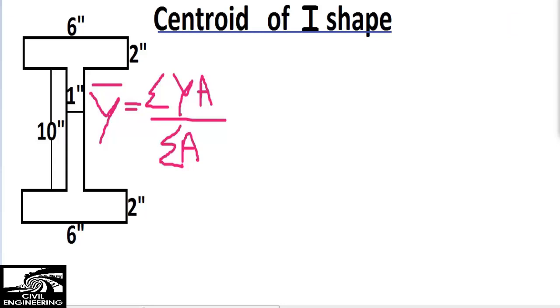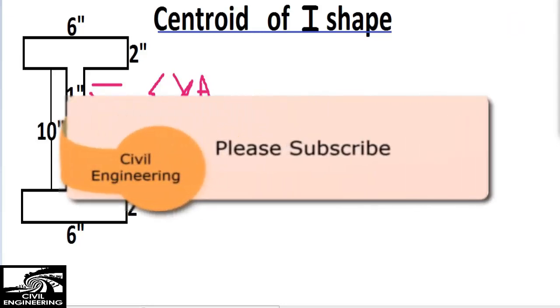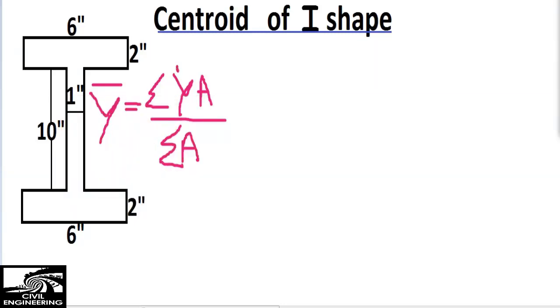In which we can see that the y represents the individual centroid of this rectangle. This is the centroid from the base. This is the reference line. We assume that this is the reference line, 0 inches, right? So the centroid of this rectangle will be 1 inch from the bottom, right?